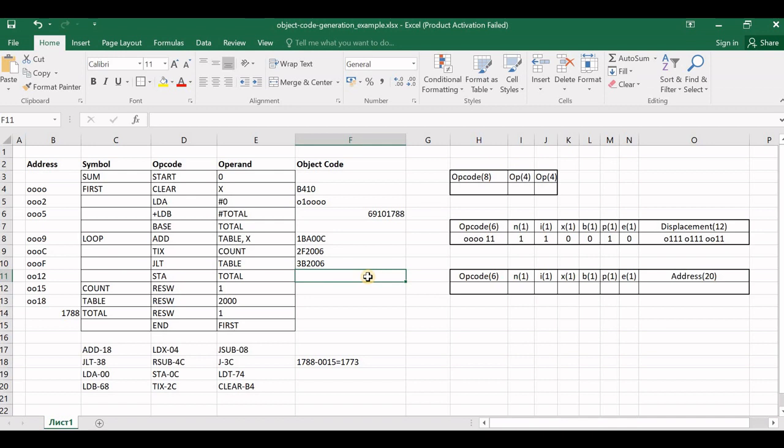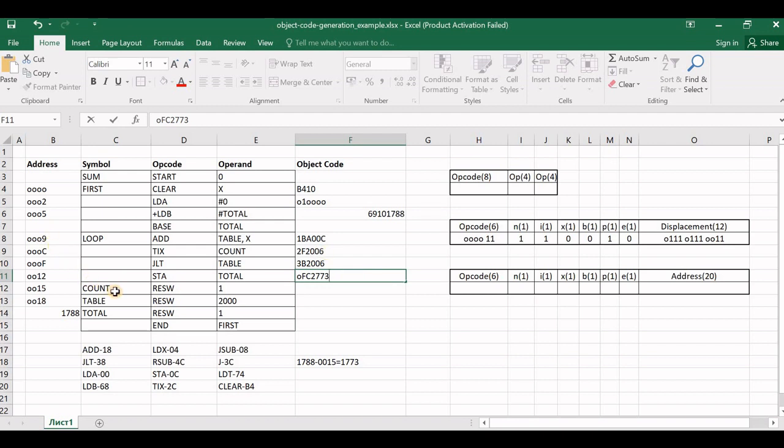Now group 4 bits together and generate the hexadecimal object code for the instruction STA total. It is 0F2773. The hexadecimal object code for the instruction STA total is 0F2773.